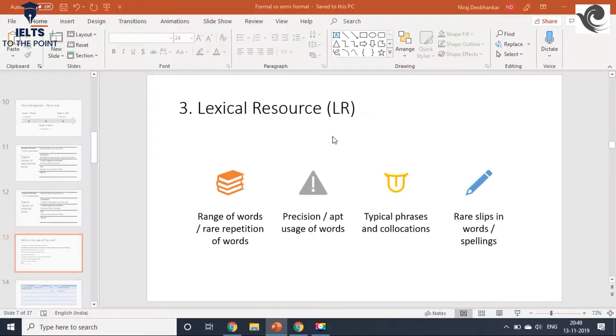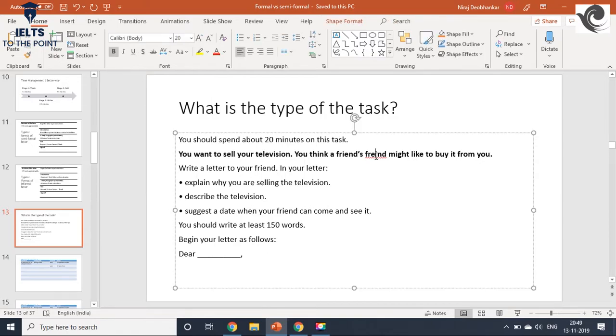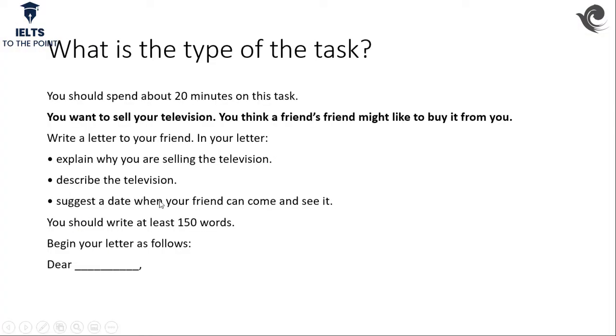You want to sell your television. You think a friend's friend might like to buy it from you. You write a letter to your friend or a friend's friend. In your letter, explain why you are selling the television, describe the television, suggest a date when your friend can come and see. You should write at least 150 words. Begin your letter as follows.